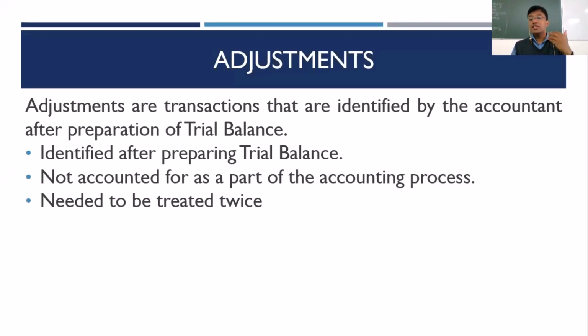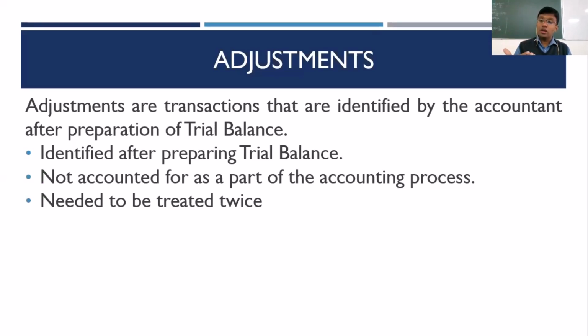Now, because these transactions have been identified after the preparation of the trial balance, you will have to treat these transactions twice. Now, why are we treating these transactions twice? Please remember, according to the dual concept of accounting, every transaction has got two effects. It has got a debit effect, it has got a credit effect. Because these transactions have not gone through the conventional accounting process, both the effects have not been incorporated into your books of accounts. That's the reason why you are treating these transactions twice.